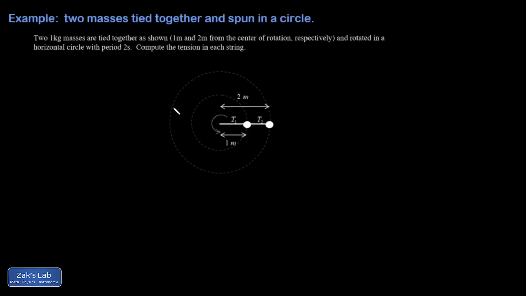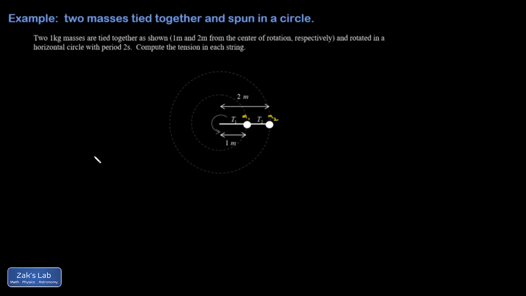All right, we have a slightly more complicated than usual uniform circular motion problem because I have two masses tied together and these are being swung around. So you can imagine just tying two rocks to a string, one in the middle, and then whirling it around. I'm going to call the first mass M1 just to make it easy to refer to later, and the second one M2.